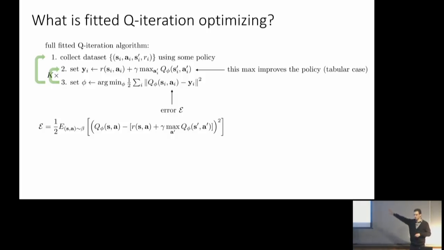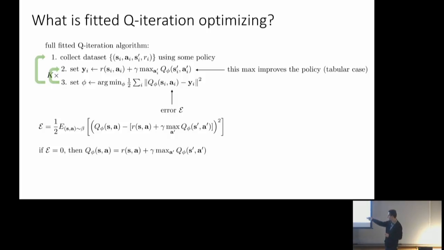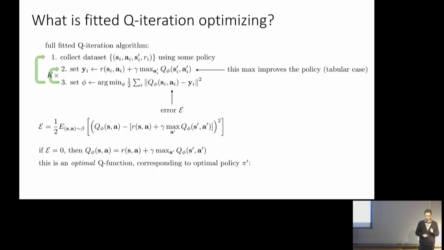The overall procedure under function approximation is not guaranteed to minimize this quantity, and I'll talk about why at the end of today's lecture. In the tabular case, you are actually guaranteed to minimize this quantity. And if the error goes to 0, which it can in the tabular case, then the left-hand side and the right-hand side are equal, which means your Q function is equal to R plus gamma times the max of the next Q value. And it's actually not too difficult to prove in this case that the policy that results from that is the optimal policy.